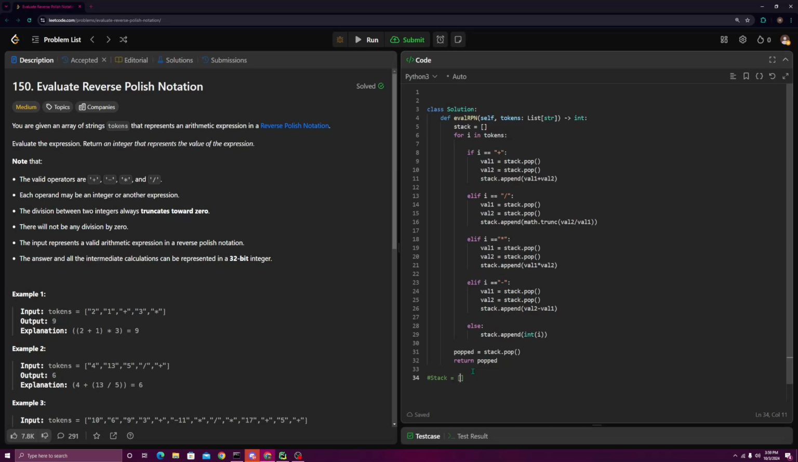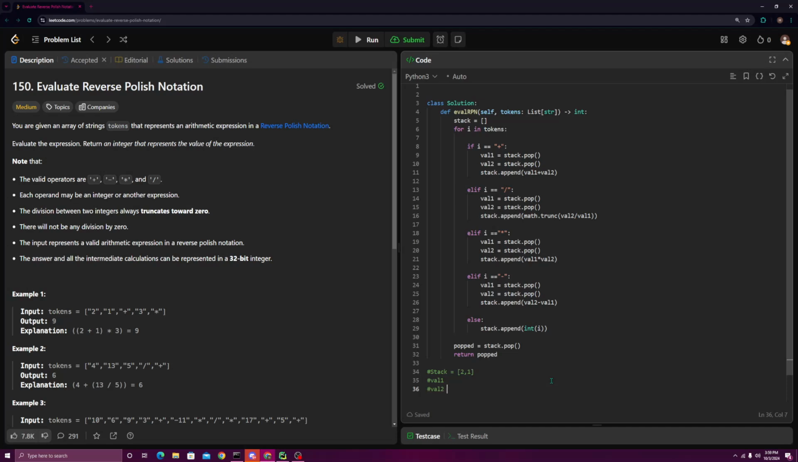The first token is a 2. We see that it's not any of these operators, so we just push it onto the stack. Next, we have a 1, so we do the same thing. But now we reach our very first operator, which is a plus. So we want to pop 2 values off the stack, value 1 and value 2. Value 1 is going to be 1 and value 2 is going to be 2. Since we popped these out, we remove them, and then we append 2 plus 1, which is 3.